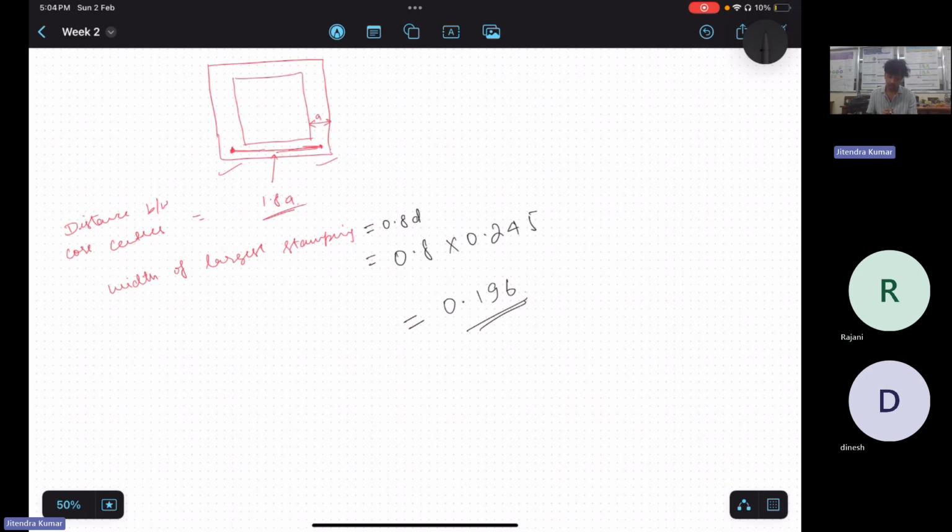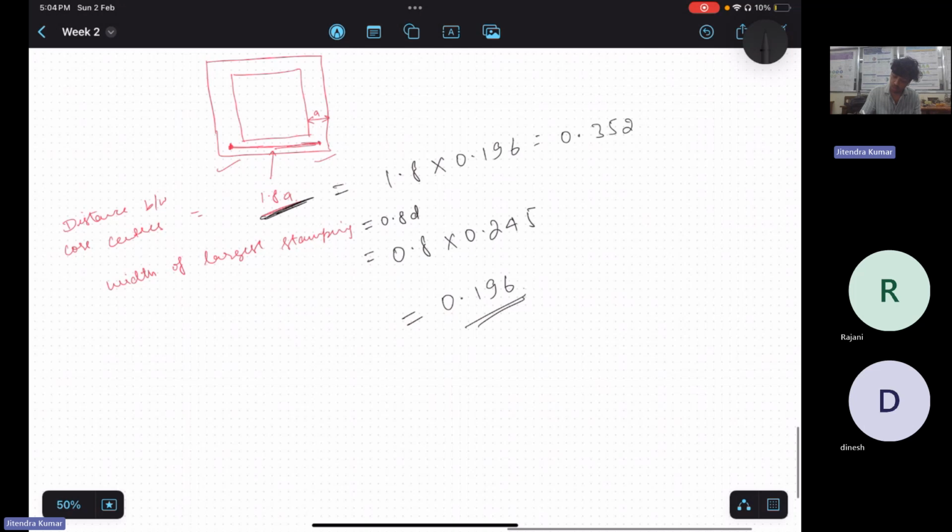Now you have to multiply it with 1.8. That is what it is mentioned, that distance between core centers is equal to 1.8 times 0.196. So it will come out to be 0.3528 meter. So 0.3528 meter is the distance between your limbs or core centers, right?